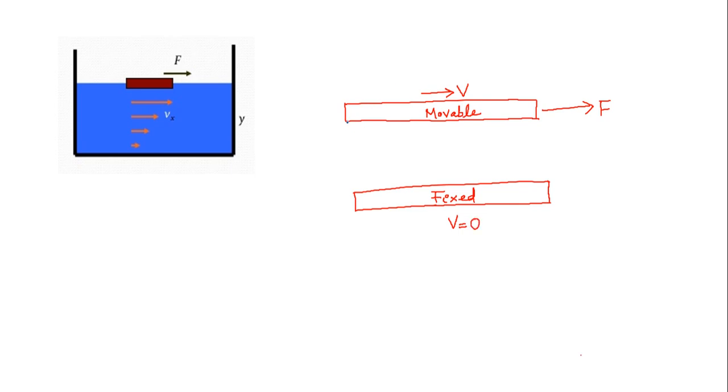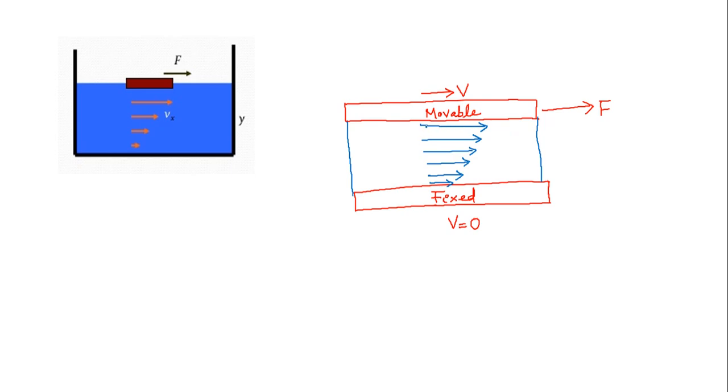And now we will fill fluid between these two surfaces. So when we apply a particular force on the movable surface, what will happen? The fluid adjacent to the movable surface will also start moving with a certain velocity v. Whereas the fluid adjacent to the fixed surface will not be able to move. And there occurs a velocity gradient. There will be a velocity gradient between the two surfaces.